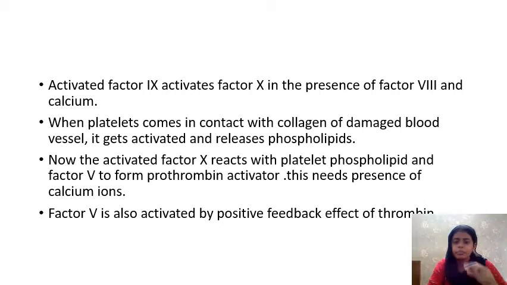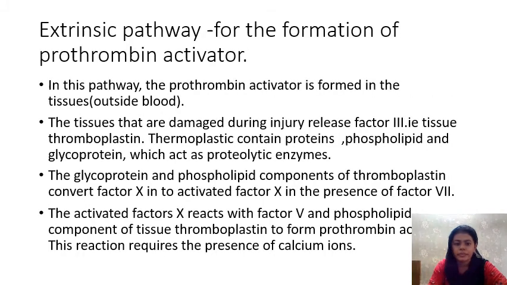Then platelets come in contact with the collagen of the damaged blood vessel. It gets activated and releases phospholipid. Now the activated factor 10 reacts with the platelet phospholipid and the factor 5 to form prothrombin activator. This needs the presence of calcium ion. Factor 5 is also activated by positive feedback effect of thrombin.